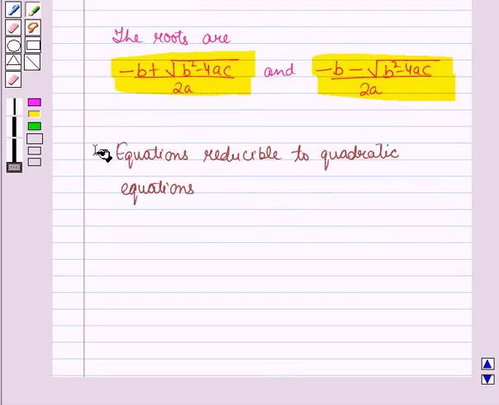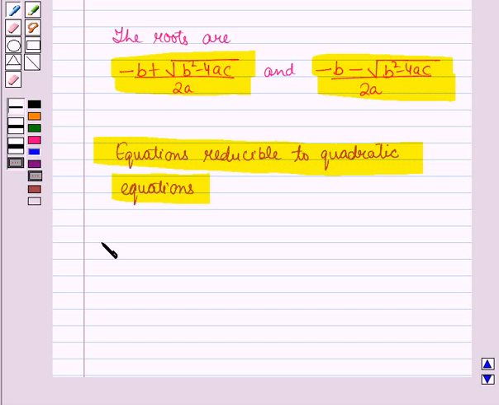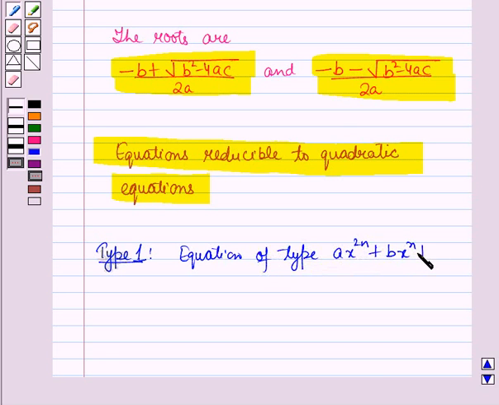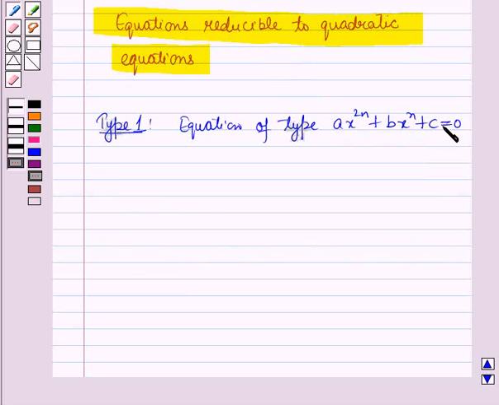And now let us discuss equations reducible to quadratic equations. Now let us discuss type 1. Now let us see how to reduce the equation of the type a into x raised to power 2n plus b into x raised to power n plus c is equal to 0 to a quadratic equation.